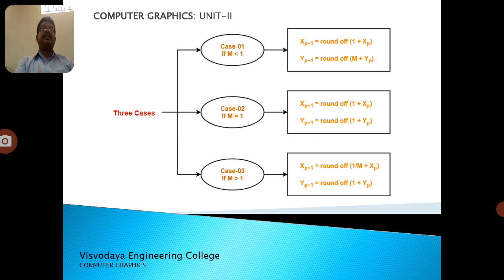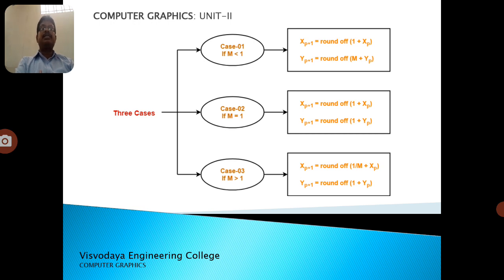Coming to the second case: if m value equals 1, if the slope value equals 1, we find the next coordinate with the help of xp plus 1 equals round of 1 plus xp. This is similar to the above. And yp plus 1 equals round of 1 plus yp. Here the y coordinate changes. So this is for case 2.